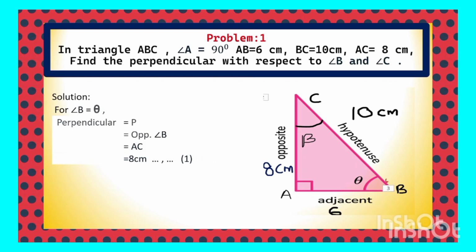You have to calculate it; there should not be any confusion. Similarly, for the other acute angle C, which is beta, the perpendicular is equal to the side opposite to the acute angle C, which is AB, whose value is 6 cm. There should not be any confusion. So the perpendicular means the side opposite to the acute angle.